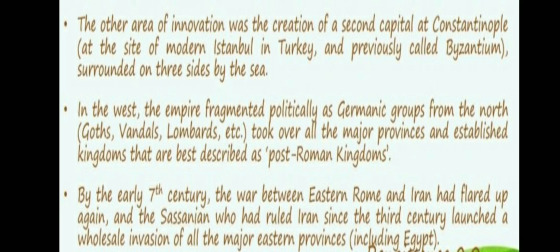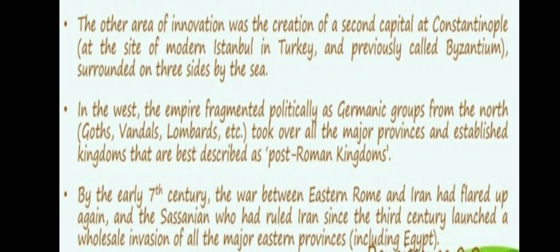So, the second capital was declared by whom? Constantine. And the name of this capital? Constantinople. At the site of modern Istanbul in Turkey, the Byzantium, surrounded on three sides by the sea. This is the second capital of the Roman Empire and named as Constantinople.